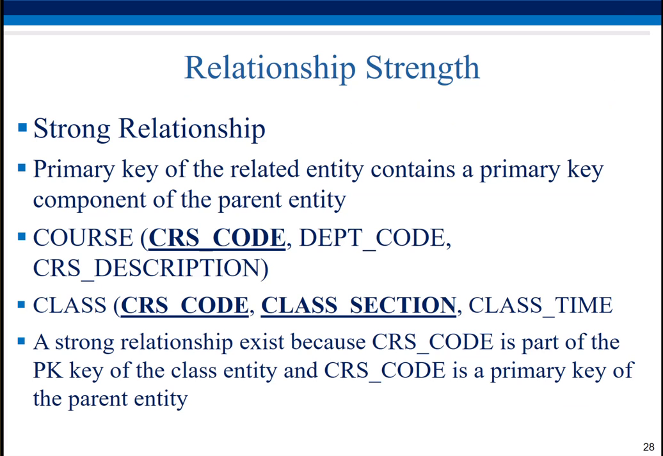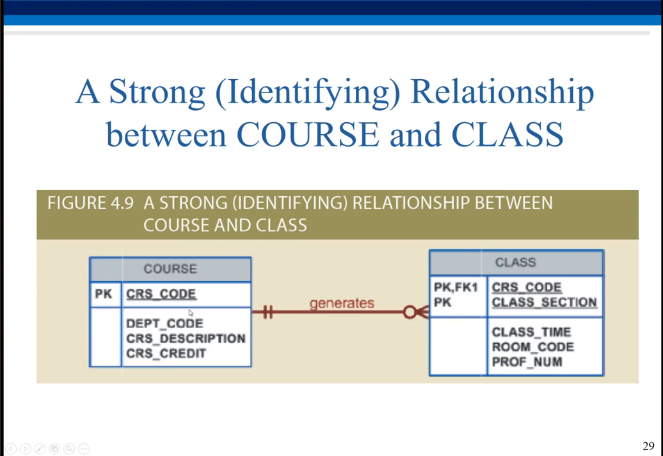A strong relationship is one where part of the primary key is the primary key of the related table. So here you see we have course code in the course file, and in the class file we have the course code and we have the class section. That means part of the foreign key is actually part of the primary key in the class file. The next one will show you that.